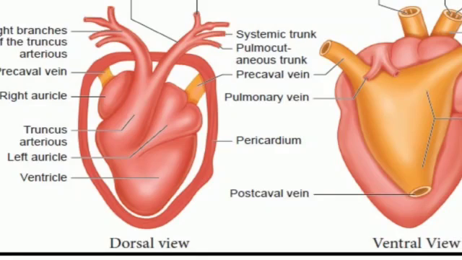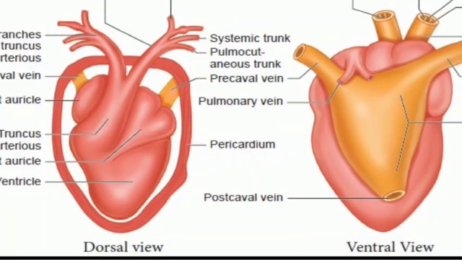In this diagram, dorsal and ventral view of frog's heart are shown. First we will discuss the dorsal view. On the left side, right branches of the truncus arteriosus are there, the three arches. Then precaval is there, right auricle is there, which is also called right atrium. Truncus arteriosus is there, left auricle is shown, and ventricle is shown.